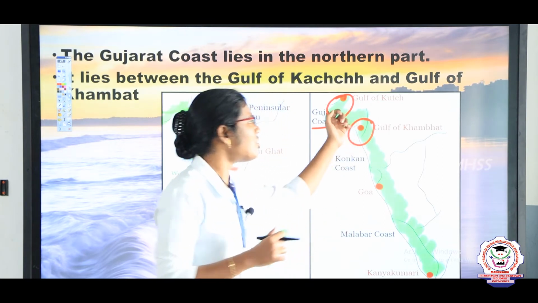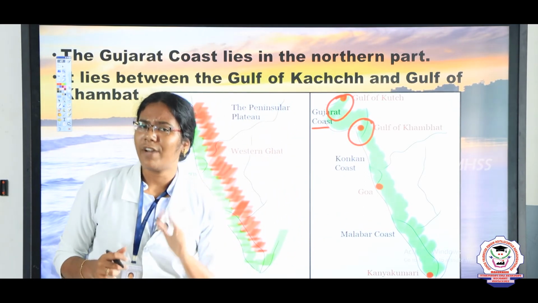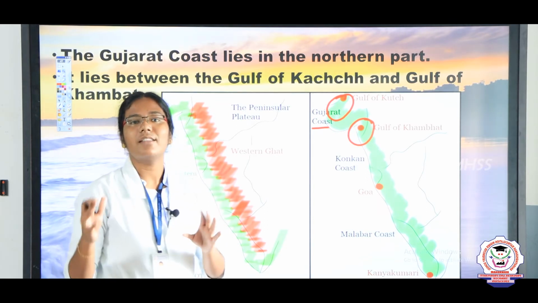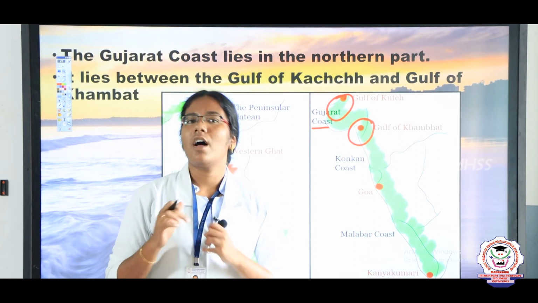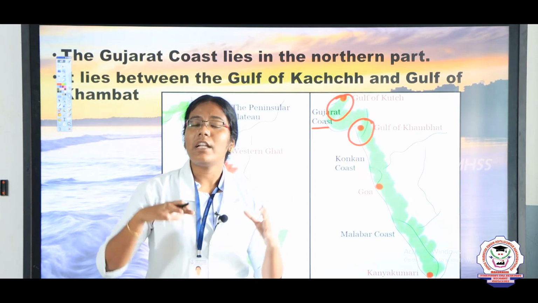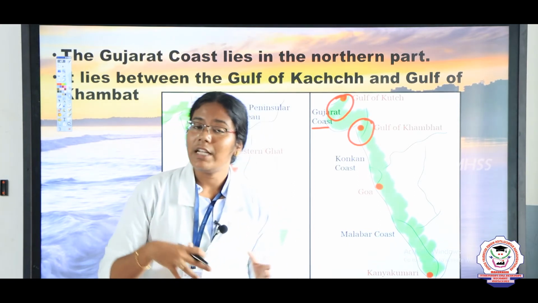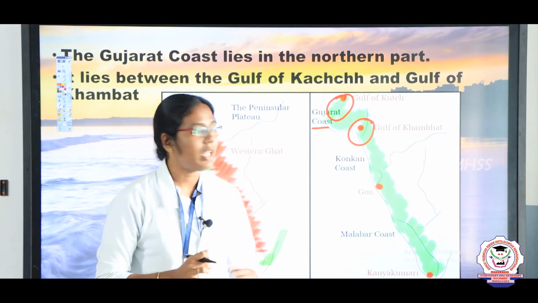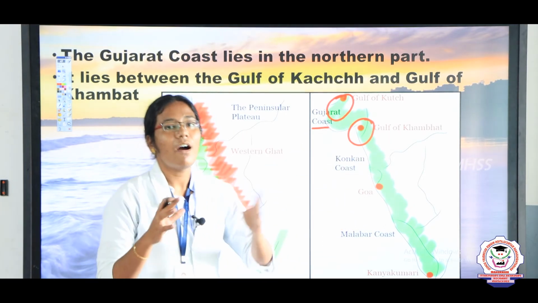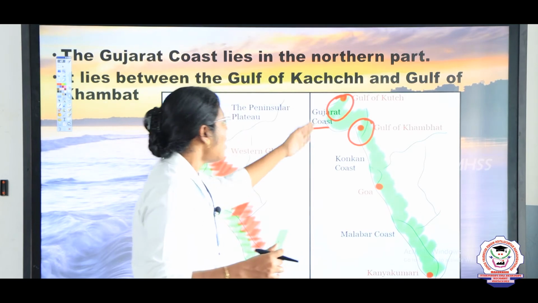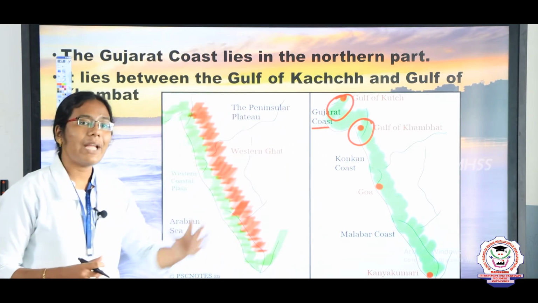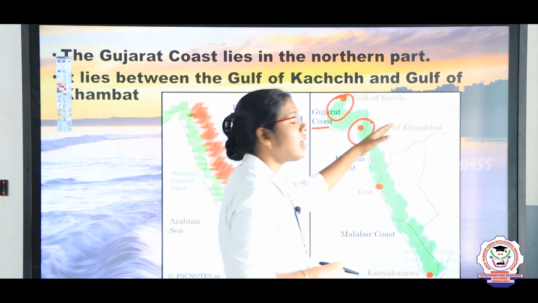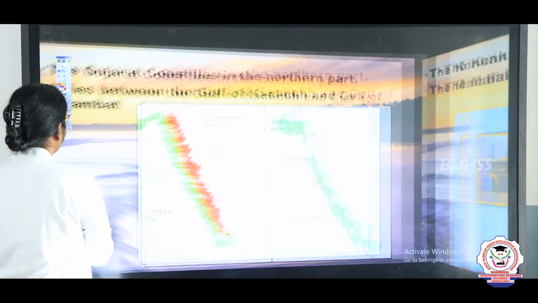Do you know children, you are hearing the word Gulf, right? So what does the word Gulf stand for? Gulf means in Tamil we can say Valaiguda, which means a sea area that extends and penetrates into the land, that is what we call a Gulf. So the Gujarat coast lies in between the Gulf of Kutch to the Gulf of Kambat.